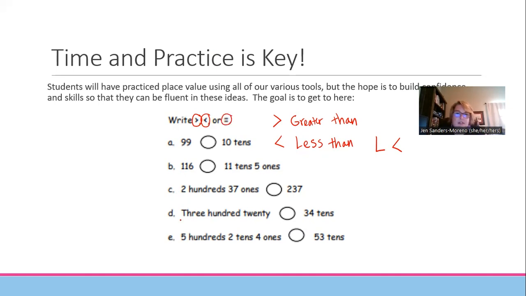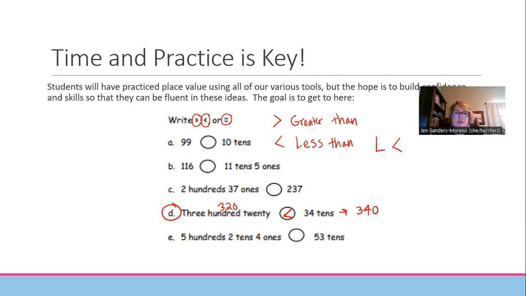So I'm just gonna randomly choose one. How about I go with this guy? 320. So this is asking students to take this word form and figure out what it is in standard form. So 320. Okay. And then this one is 34 tens. So hopefully at this point, they're going to be fluent in just adding a 0. Otherwise, they're going to have to go, oh, 10 tens equals 100. So I've got 3 of those. You know the drill. Okay. Here, 320 is less than 340. Okay. I'll do one more just because I can.